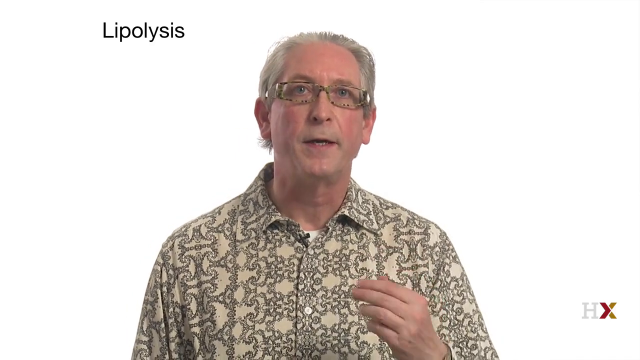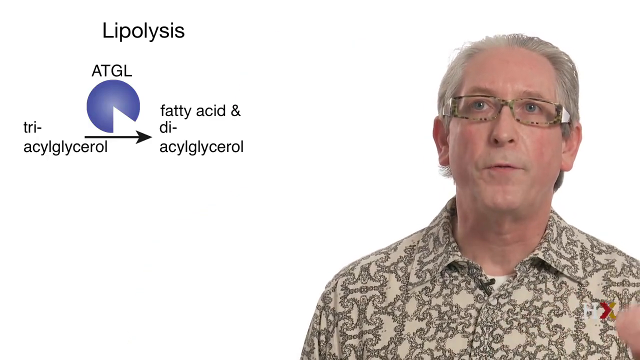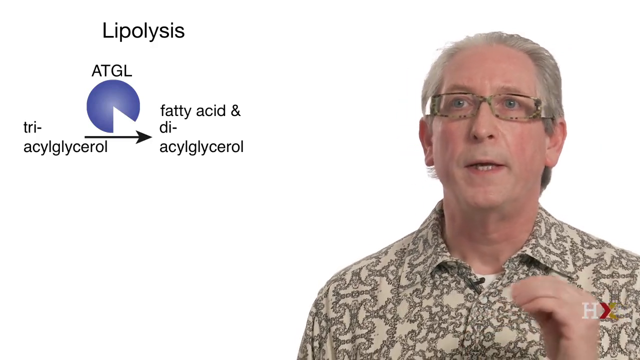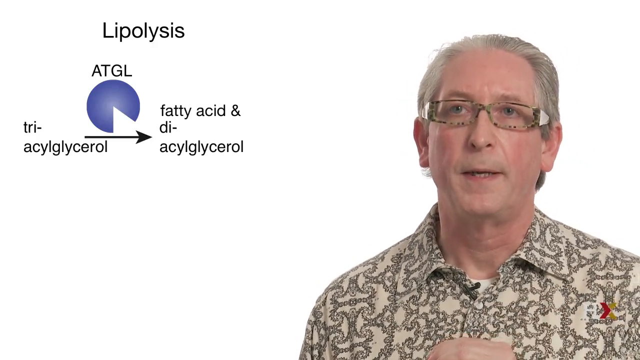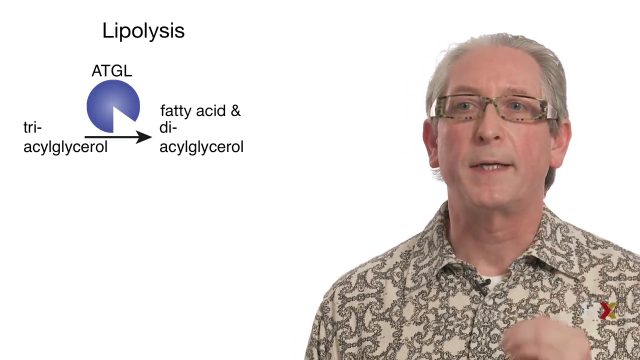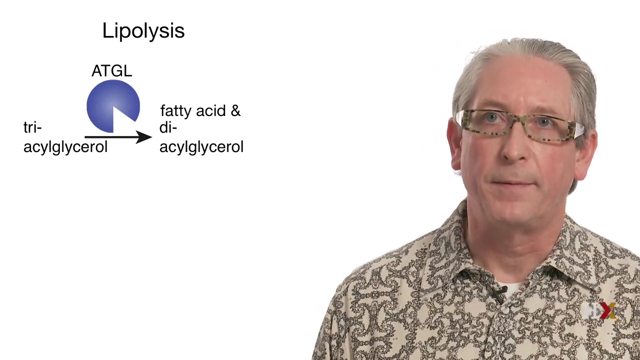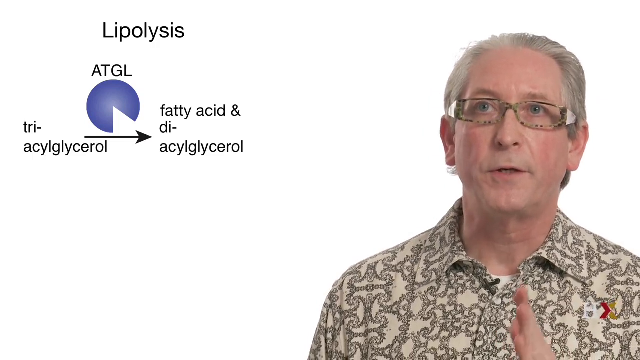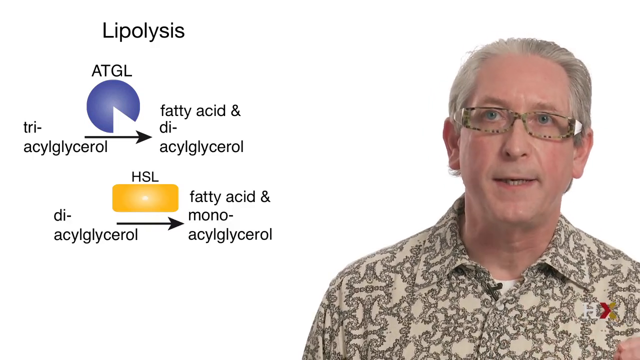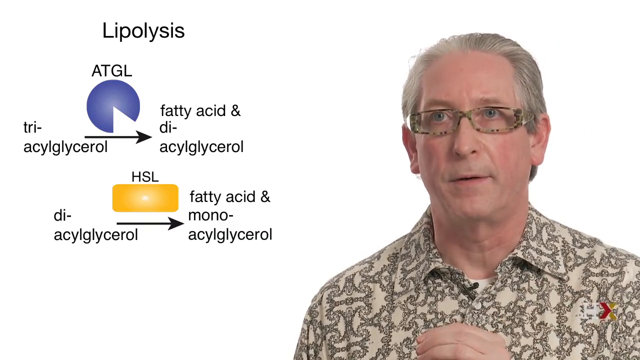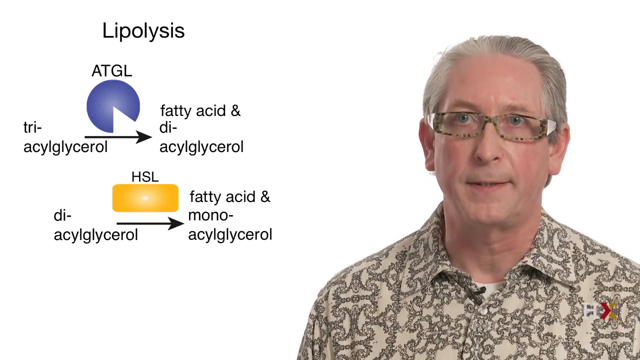This process is called lipolysis, and it's in fact a 3-step process. Each step is catalyzed by a different enzyme. So the first step is the conversion of triacylglycerol into diacylglycerol. And this step is catalyzed by the adipose triglyceride lipase, or ATGL. The second step is the conversion of diacylglycerol into monoacylglycerol plus 1 molecule of fatty acid.